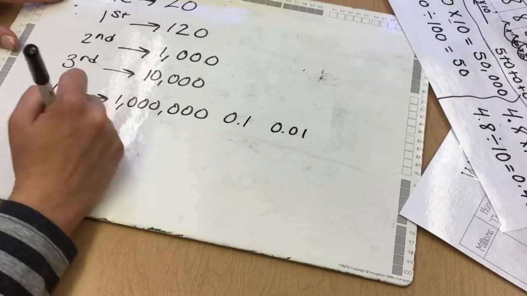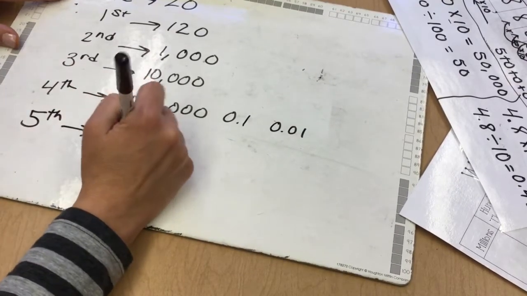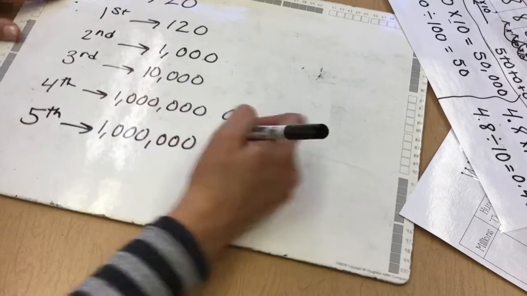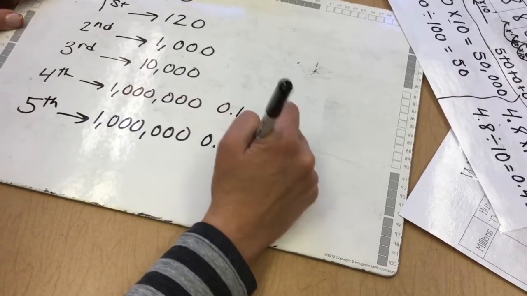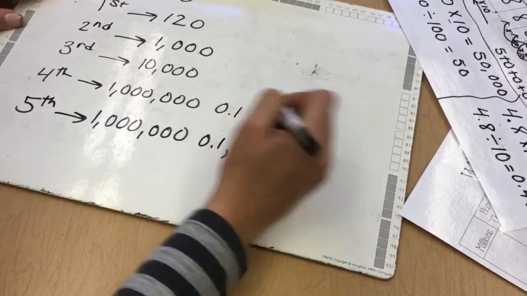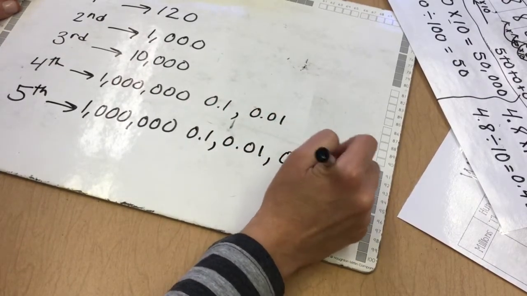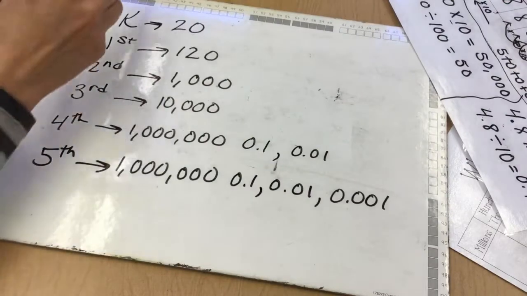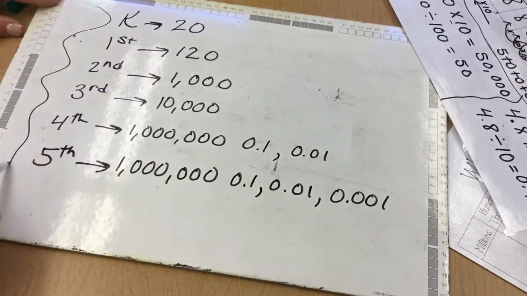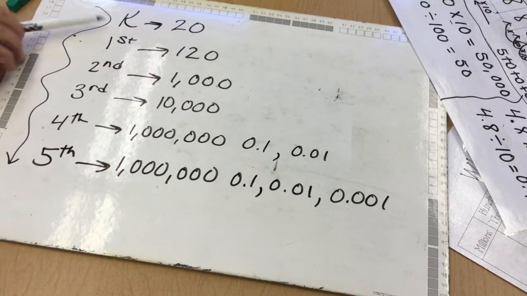And fifth grade, they're working with, again, whole numbers and tenths, hundredths, and thousandths. And it's really fun for me to see how kids are learning place value from kindergarten through fifth grade.